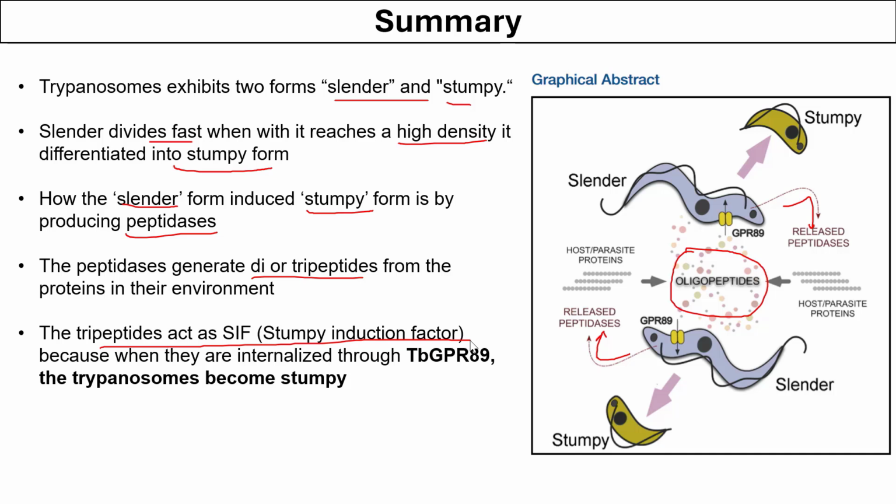So for a very long time, it was known that there is a stumpy induction factor, but it wasn't known whether that stumpy induction factor is a sugar, is a protein, is a fat molecule, or some different kind of chemical. It was not known. But in this study, they have shown that the stumpy induction factor could be tripeptides. Now, when these tripeptides give a signal to GPR89 protein, the trypanosomes become stumpy.